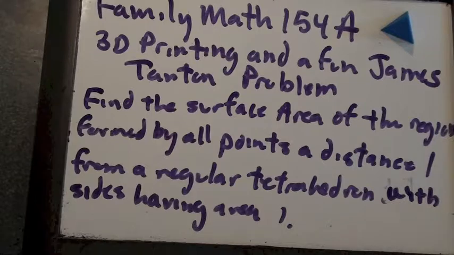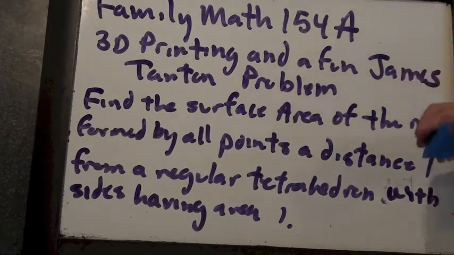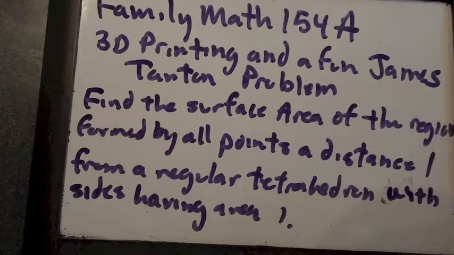What does surface area mean? Does anybody know? Well, it means the area of this face plus the area of this face plus the area of this face plus the area of this face. That's the surface area of a tetrahedron. What about a different kind of shape, like a sphere? What does the surface area of a sphere mean? It means what's on the outside. The area of what's on the outside. Does that make sense?